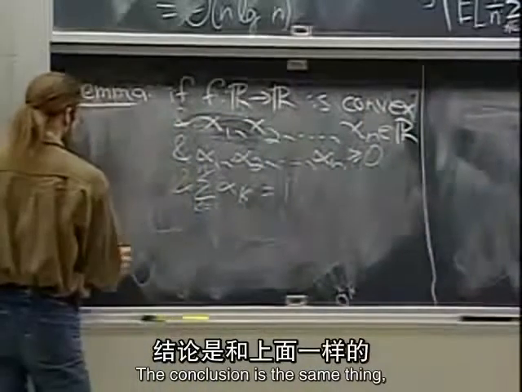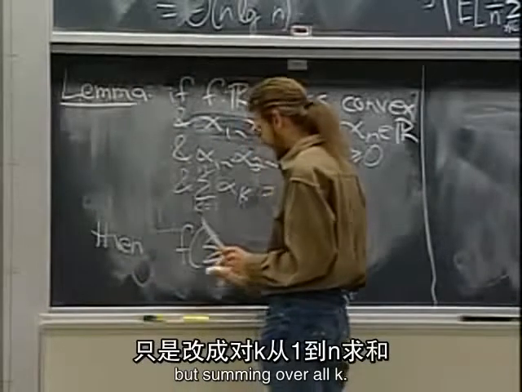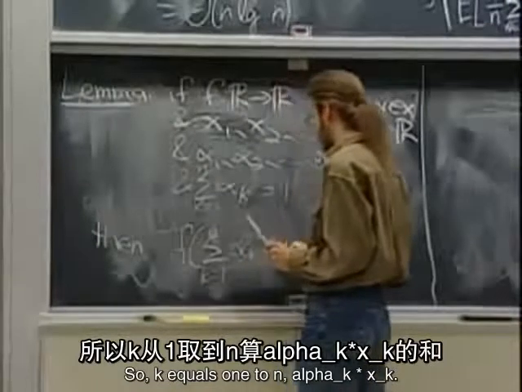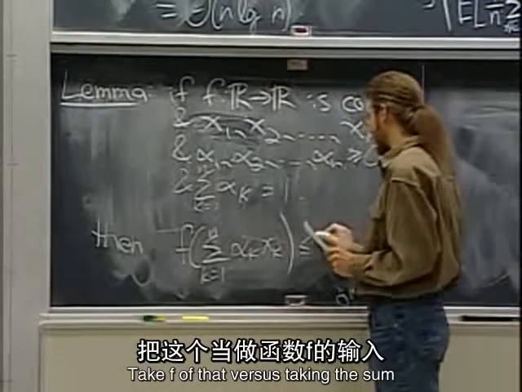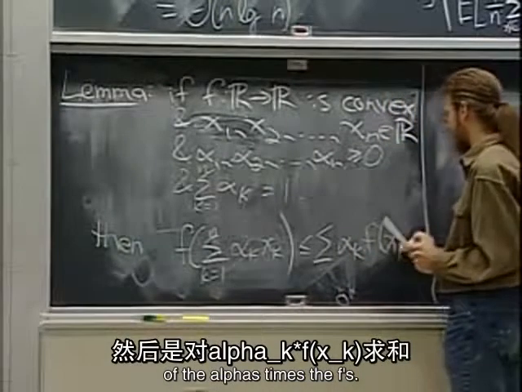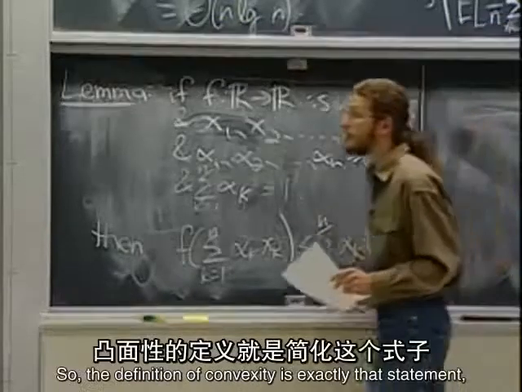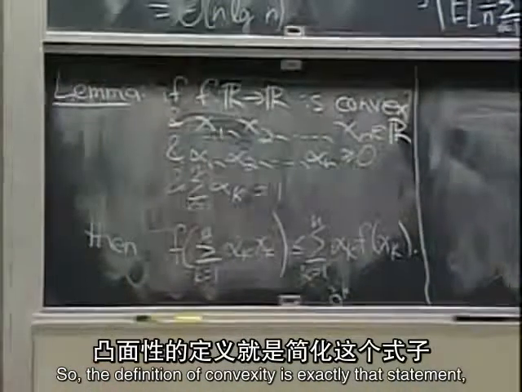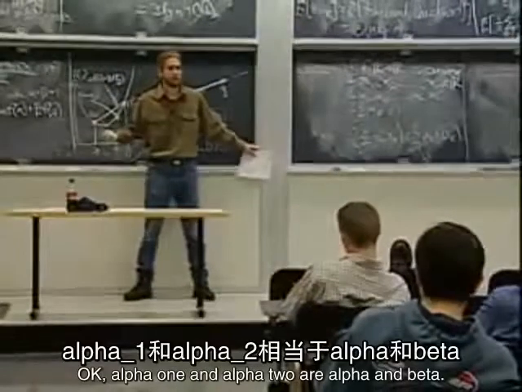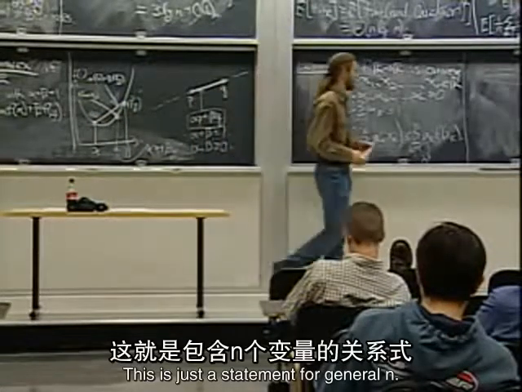The conclusion is the same thing but summing over all k. Take f of the sum of alpha k x k, k equals 1 to n, versus taking the sum of the alphas times the f's, k equals 1 to n. So the definition of convexity is exactly that statement, but where n equals 2. Alpha 1 and alpha 2 are alpha and beta. This is just a statement for general n.